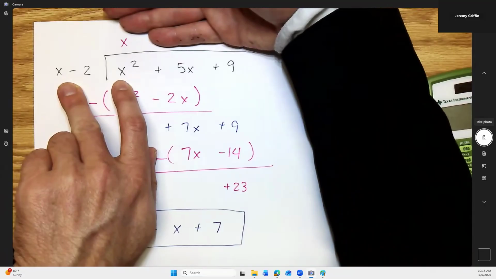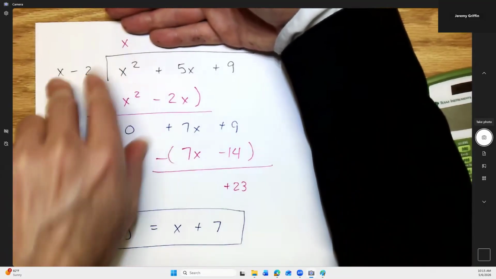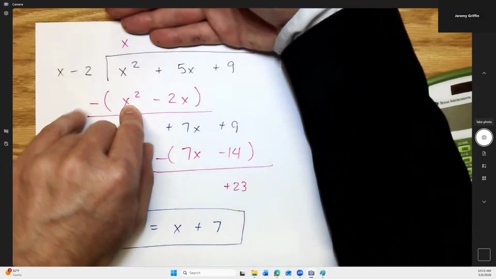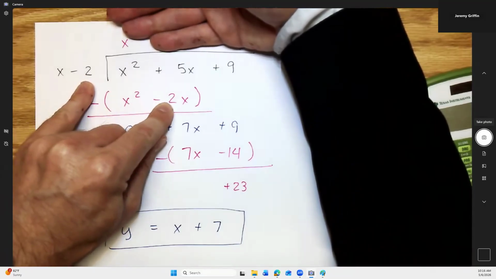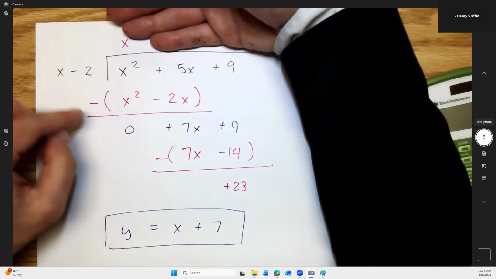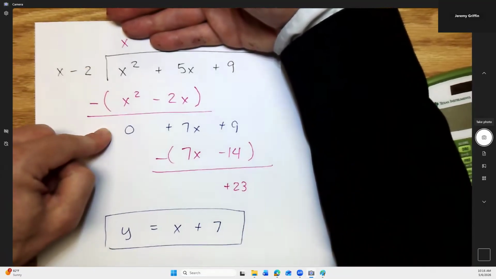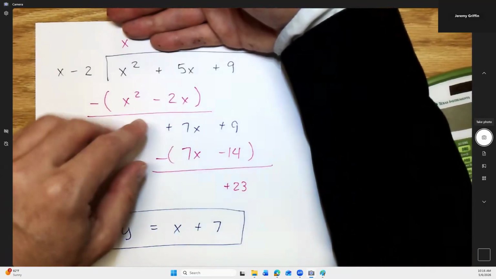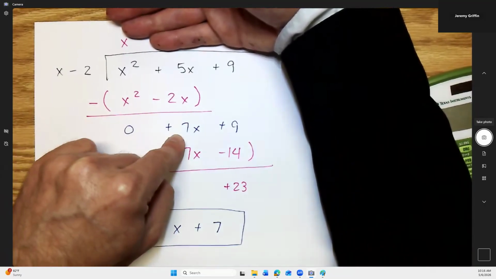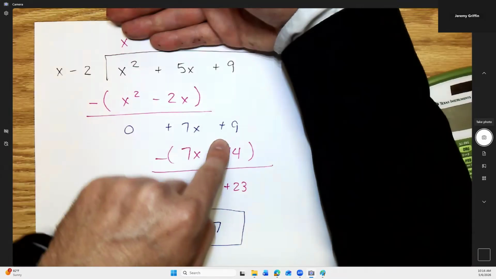X times. Because what is x times x? X squared. Yeah. Now, don't forget this -2, because what is x times -2? -2x. Right? Then you subtract going down. So x squared minus x squared is 0. 5x minus -2x. Careful, don't trip over the negatives. I might distribute the negative. It ends up being plus 7x. Okay. Then you drop down this plus 9.